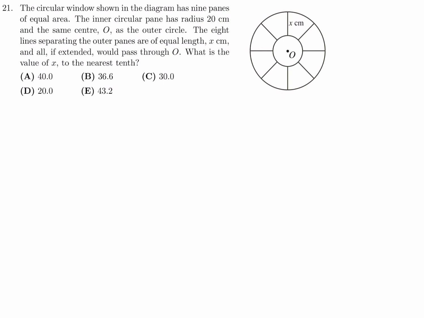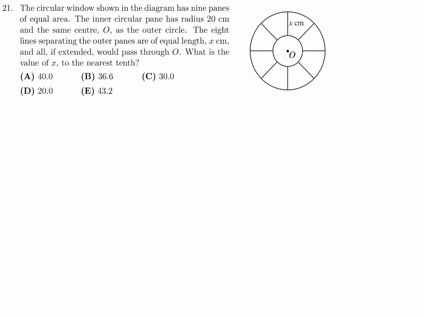The circular window shown in the diagram has 9 panes of equal area. The inner circular pane has a radius 20 centimeters and the same center O as the outer circle. The 8 lines separating the outer panes are of equal length, x centimeters, and all, if extended, would pass through O. What is the value of x to the nearest tenth?